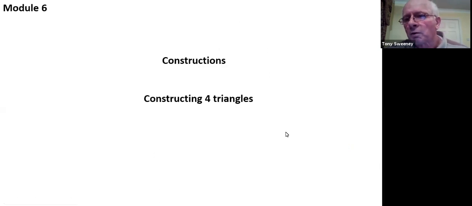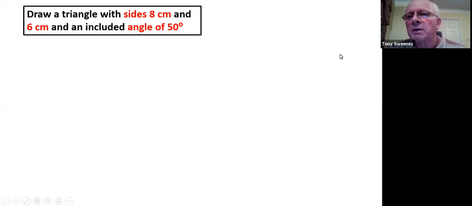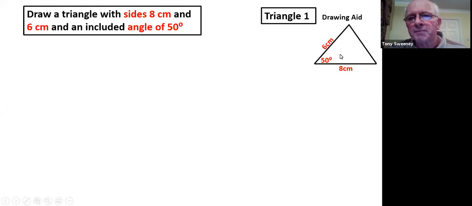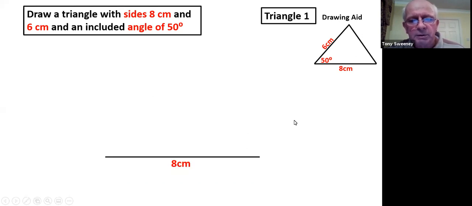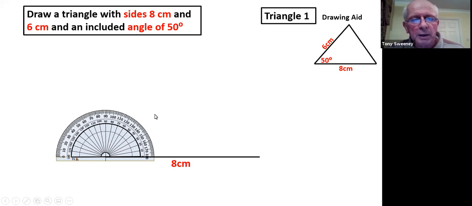Constructing 4 triangles, right? So the first one here is this, and we put up a drawing aid. It's the easiest way to follow this rather than just reading all this out here. So the drawing aid, this one has a line of 8 centimeters and a line of 6 centimeters and 50-degree angle included. So we draw the line here, and that's 8 centimeters.